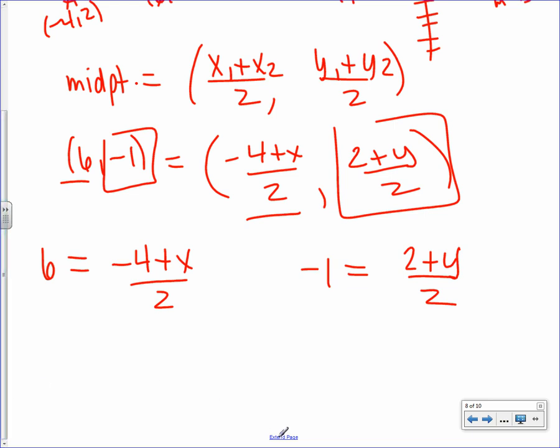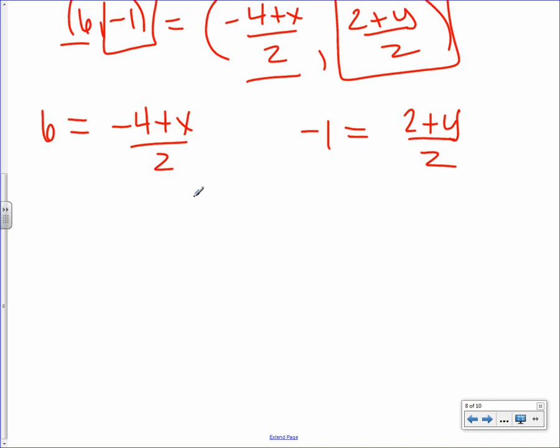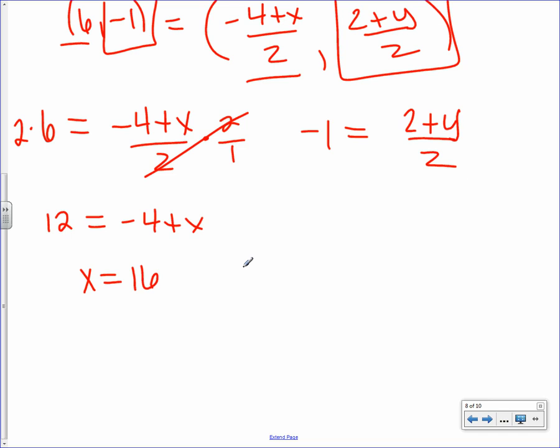All right, so on this left side, what do I have to do? Very good. We're dividing by 2, that's in the way. So how do you undo dividing by 2? Multiply by 2. So if I multiply this side by 2, it goes away. That was the point. But if I do it to one side, I have to do it to the other side, or else it's not equal anymore, right? What you do to one side, you do to the other, okay? So I get 12 equals negative 4 plus x. What do I do to both sides now? You add the 4, so x is 16.